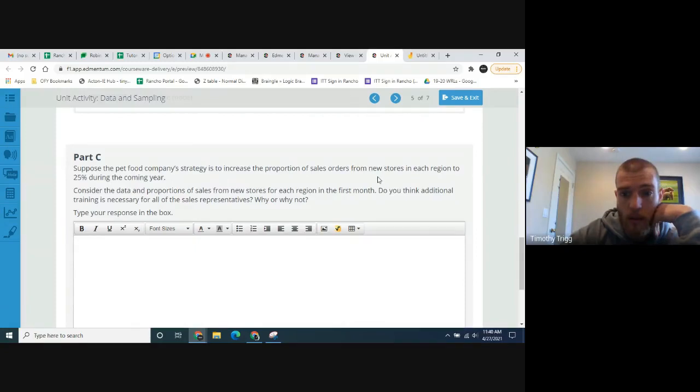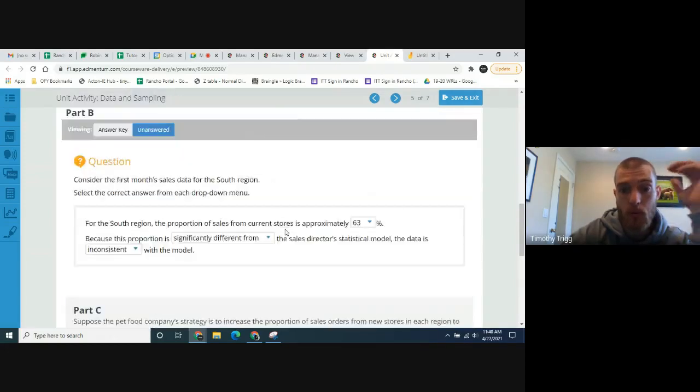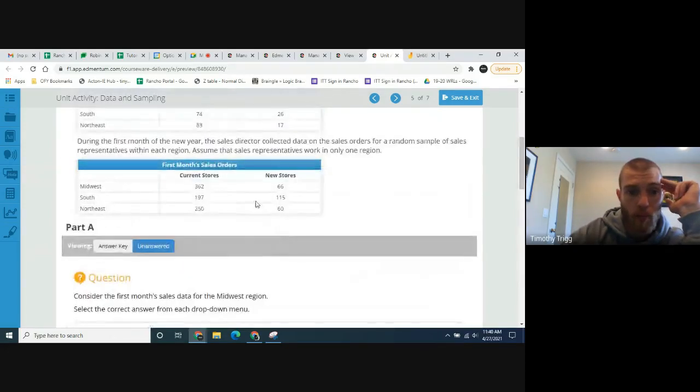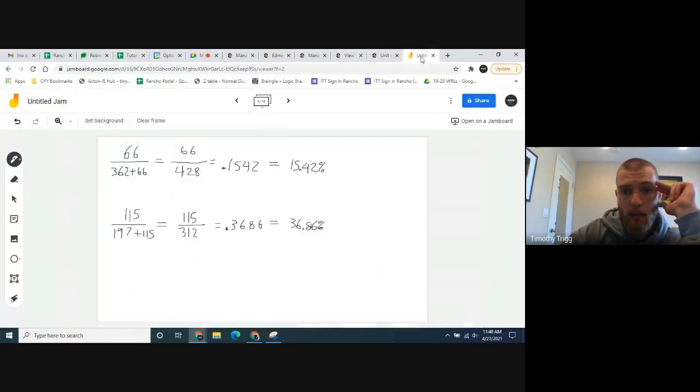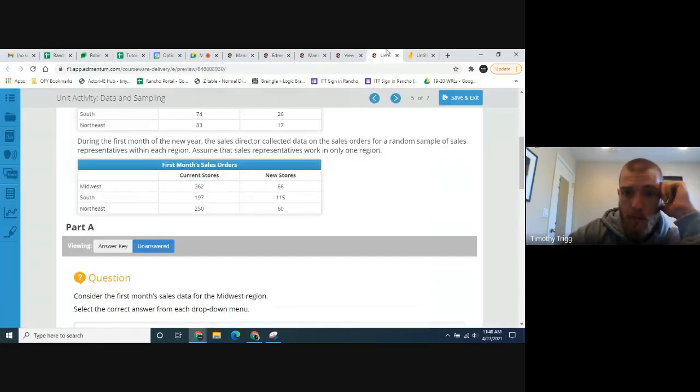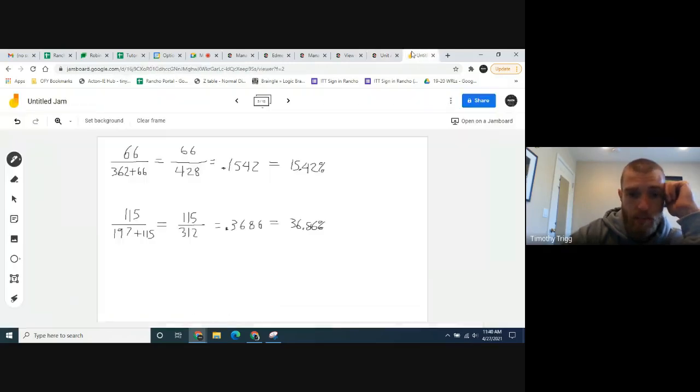Okay, so they want at least 25% to come from new stores. Well, we already did in the Midwest, they're only getting 15% from new stores. In the South, it's 36.86%, so about 37% from new stores. What about in the Northeast region? Well, from new stores, it's 60.